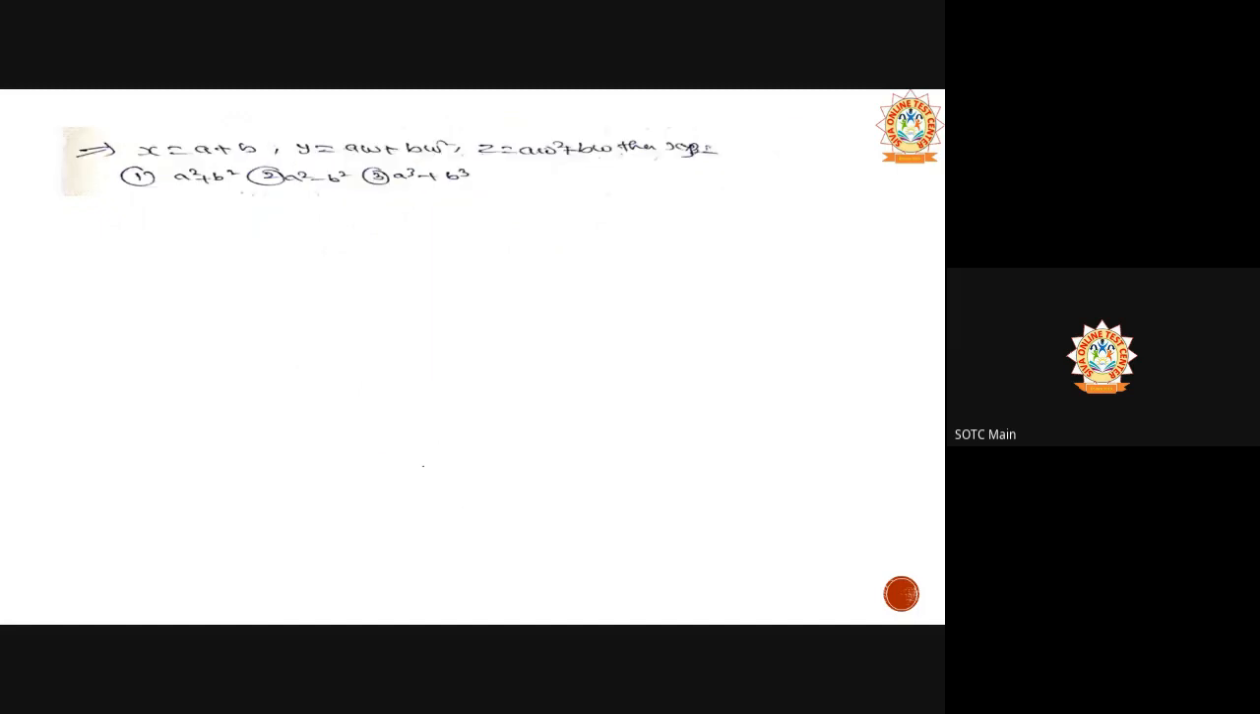Next question. x is equal to A plus B. y is equal to A omega plus B omega square. z is equal to A omega square plus B omega. Then xyz is equal to. We already discussed this question the other day, what did we say? Yes.